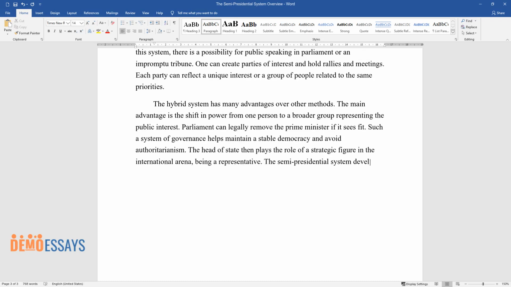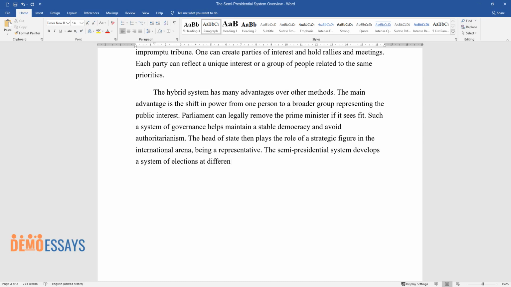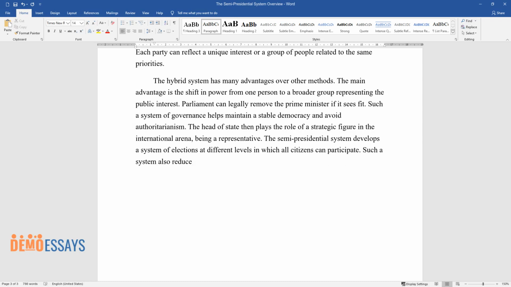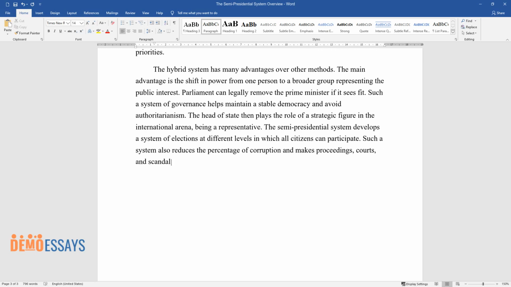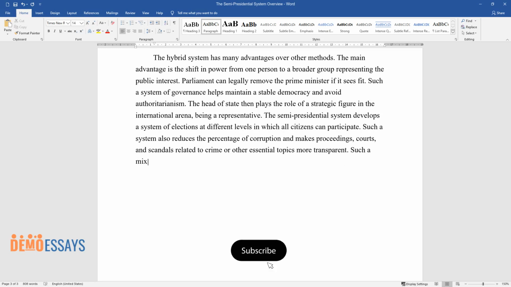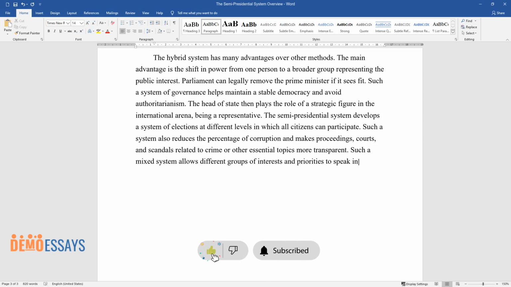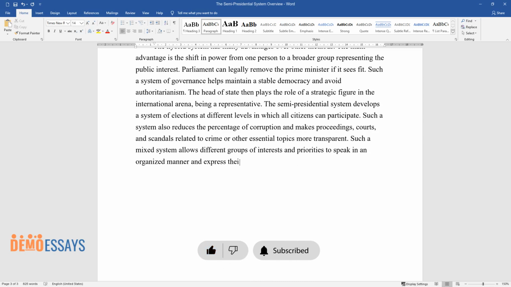The semi-presidential system develops a system of elections at different levels in which all citizens can participate. Such a system also reduces the percentage of corruption and makes proceedings, courts, and scandals related to crime or other essential topics more transparent. Such a mixed system allows different groups of interests and priorities to speak in an organized manner and express their opinions.